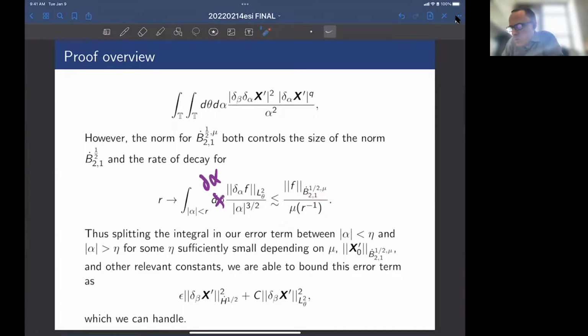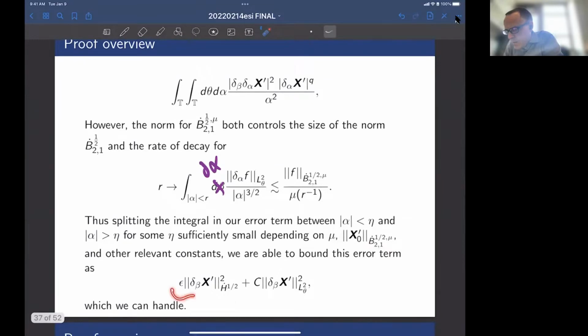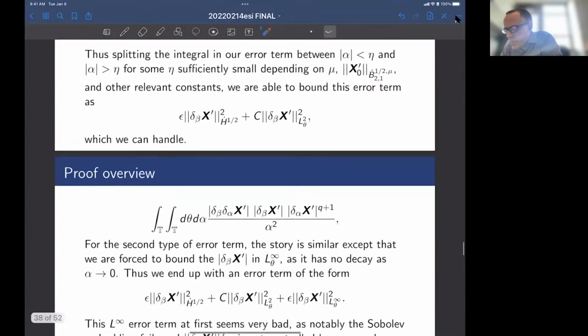And for small r, this gives you a very small constant in front. So therefore, splitting the integral in our error term between alpha less than eta and alpha greater than eta, for some sufficiently small eta depending on mu and the initial data in the norm b dot 1/2 mu and other constants, we can bound this error term as epsilon times delta beta x prime in h dot 1/2 plus a constant times delta beta x prime in L2. And we can handle this type of error term because now the leading order term has an epsilon in front, and this term is low order.